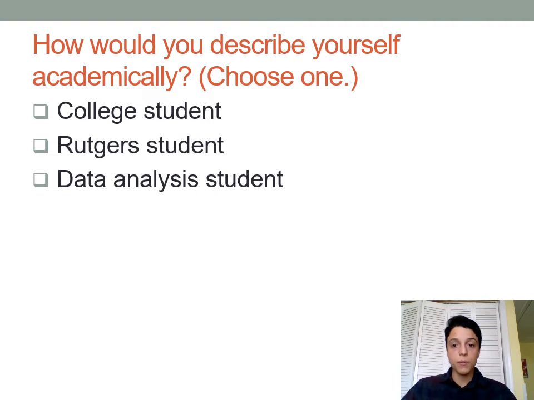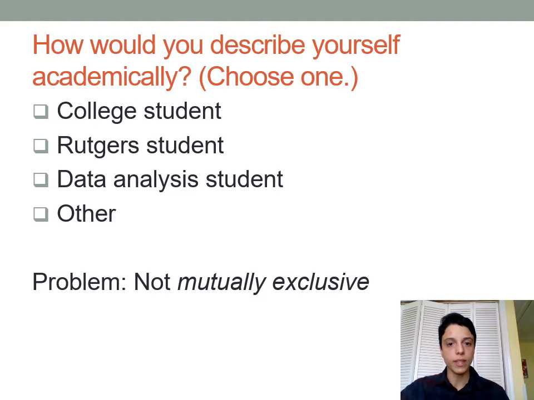So you could imagine if I included this question in the survey, you would also have had a problem answering it because you wouldn't have been able to choose between only one of these options. Even if I include other. Right, so even other here, we've exhausted all possibilities, but we still have a problem because the attributes for our variable are not mutually exclusive. In other words, if you're a college student, you can also be a Rutgers student, and you can also be a data analysis student. And choosing one of those doesn't automatically exclude the other possibilities.